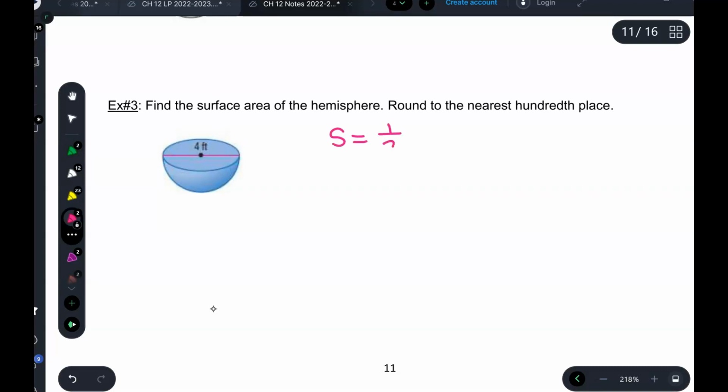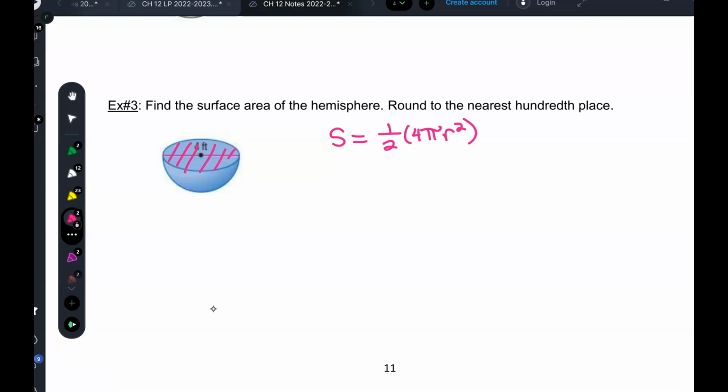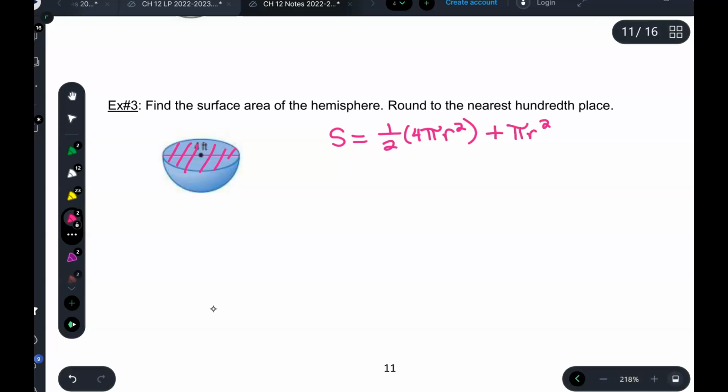For the hemisphere, it's going to be half of 4 pi r squared, but you can't just do that. You have to picture it. The bottom is 2 pi r squared, but then picture you have a bowl with a lid on top. What shape is the lid of the bowl? A circle, pi r squared. So I'm going to have 2 pi r squared plus another pi r squared.